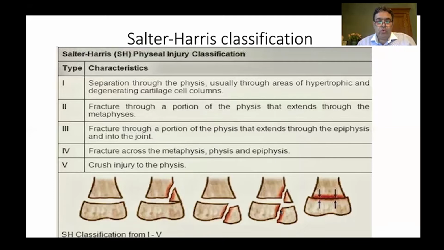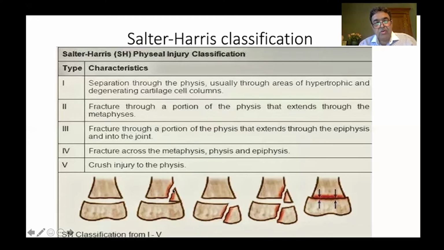Again, you should all know that when you have a physeal injury, the only way to have physeal growth affection or arrest is when you have communication between the epiphysis and the metaphysis through the physeal disc. Here the disc is completely uninterrupted, and that's why there is no communication between the epiphysis and the metaphysis.